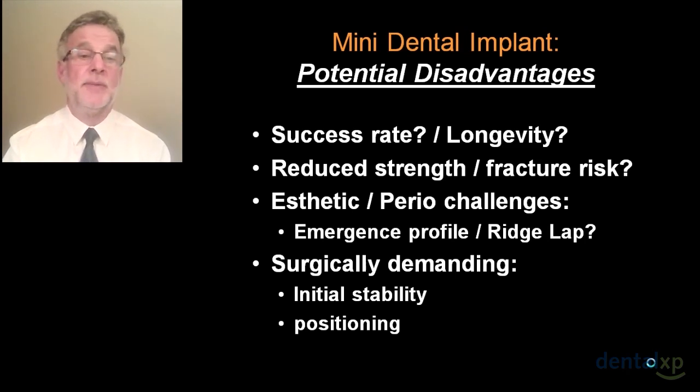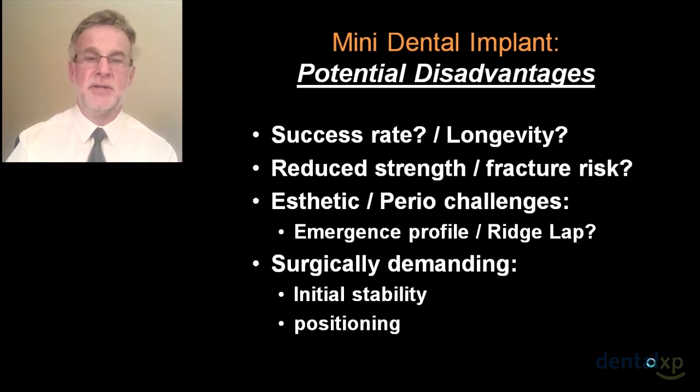If we are doing mini implants for fixed cases, there are issues with emergence profile, ridge lap, aesthetics. And the surgical placement of the mini implant, sometimes it is hard to get good initial stability. And positioning is critical because if it's a one-piece design, the abutment is pre-attached to the implant and there's no customized abutment possible for the restorative dentist.